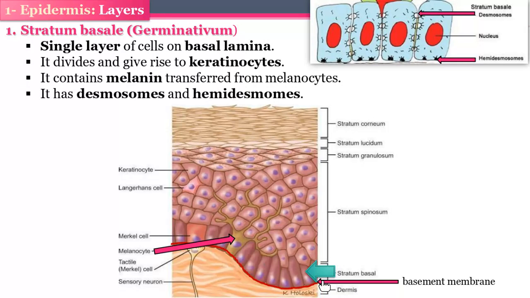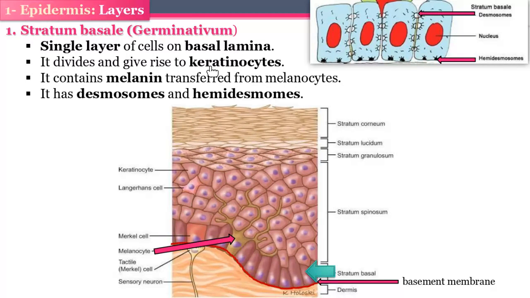See here in the pictorial presentation, the area marked with red is the basement membrane, and the area where I have put the green pointer is the stratum basale. Looking at the pictorial presentation, you can tell me clearly that it is a single layer of cells which are tall columnar. Is it clear in the pictorial presentation? Yes, then this is characteristically present on the basement membrane.